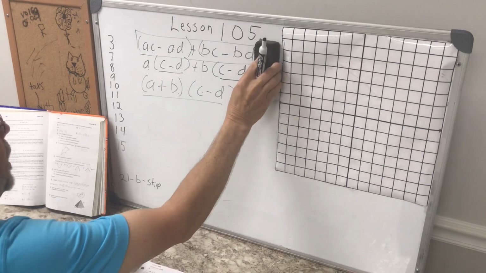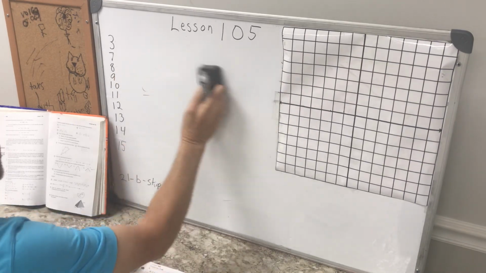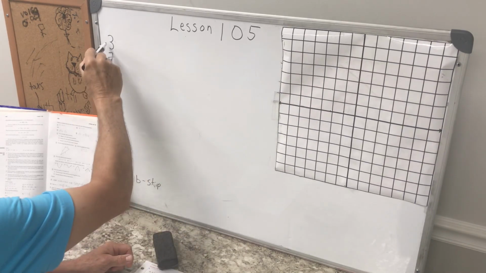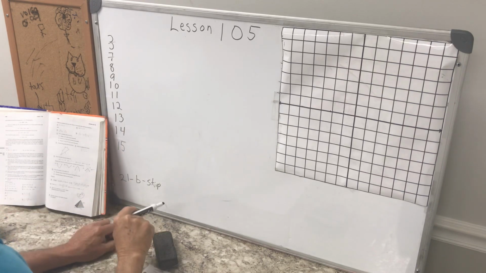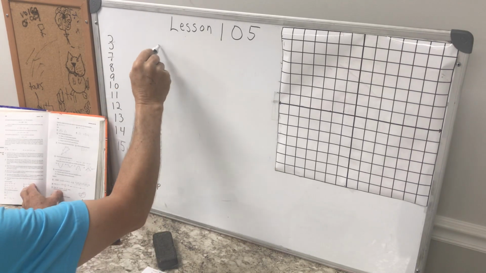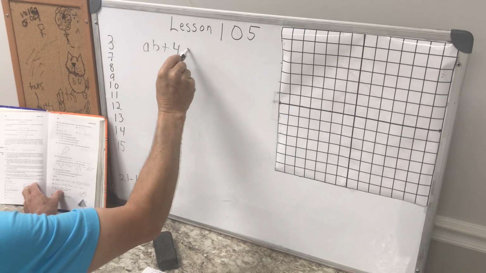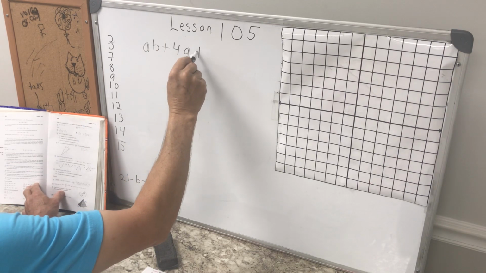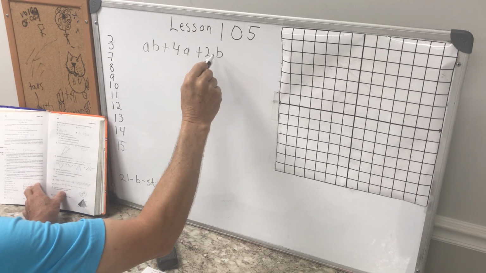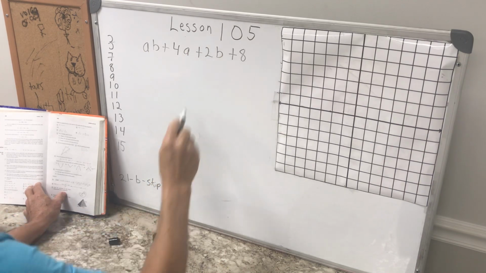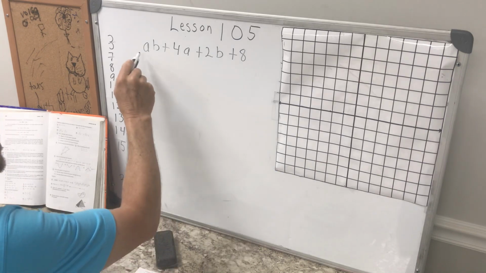Okay, that was number 7. You'll get a little simpler as we go along. We begin number 8. Again, I'll put the original up here: AB plus 4A plus 2B plus 8. Okay, let's just look at these two.